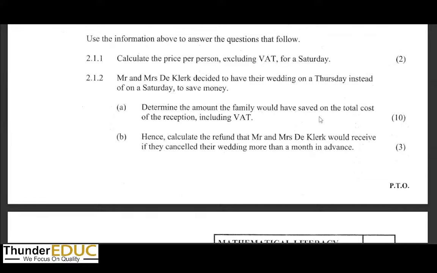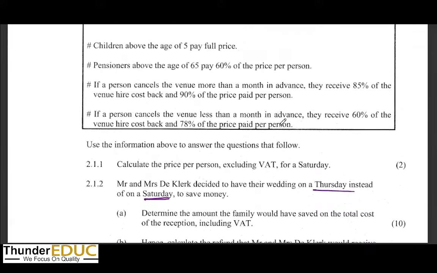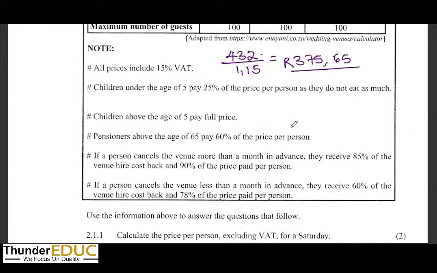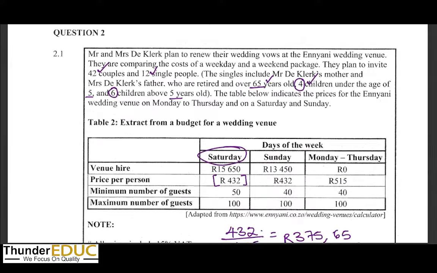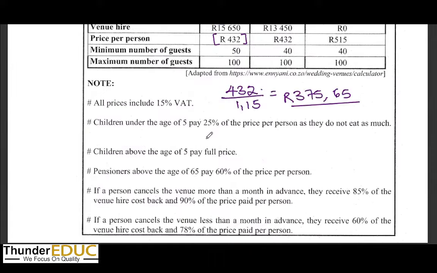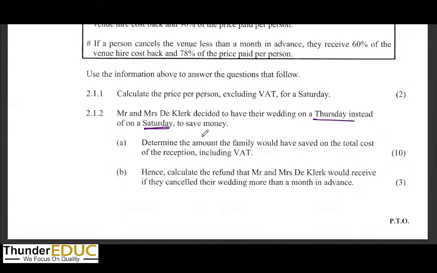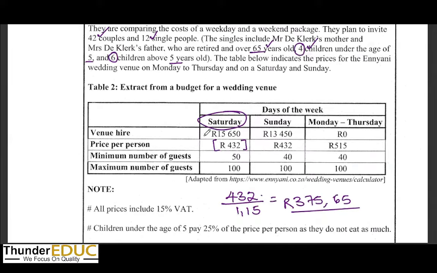Then, Mr. and Mrs. Dirac decided to have their wedding on Thursday instead of Saturday to save money. Determine the amount the family would have saved on the total cost of the reception, including VAT. Now, first and foremost, you have to find out the number of people that you're going to deal with. All right, number of people. First and foremost, you're looking at the money they saved. So we shall see. We're going to look at this.